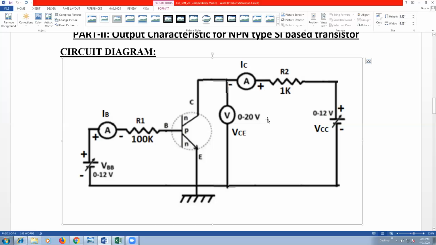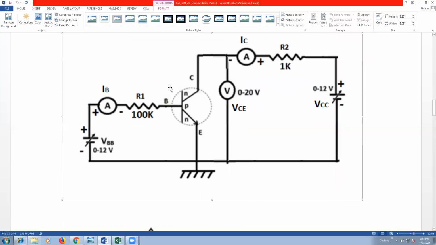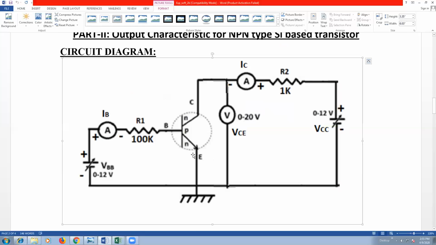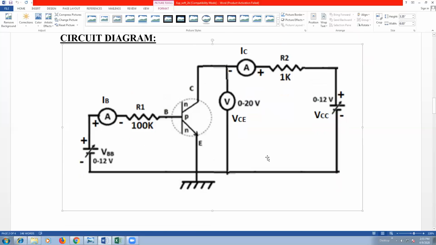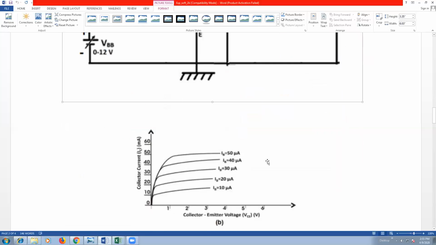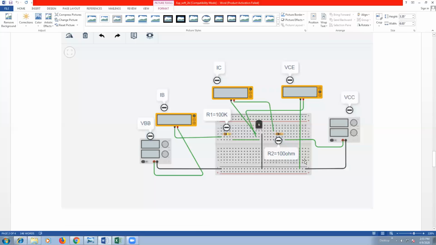You have to make this circuit in the Tinkercad software. Here is one example of this circuit diagram. You can see these two resistors: R1 is 100 kilo ohm and R2 is 100 ohm.